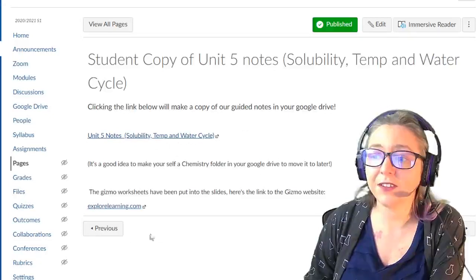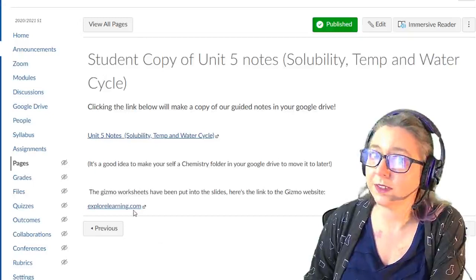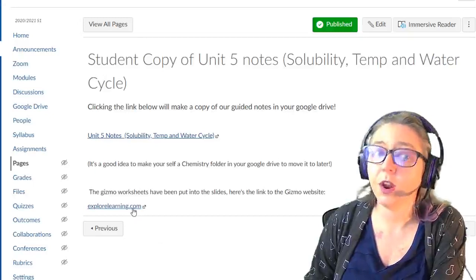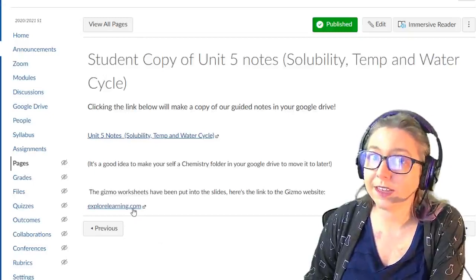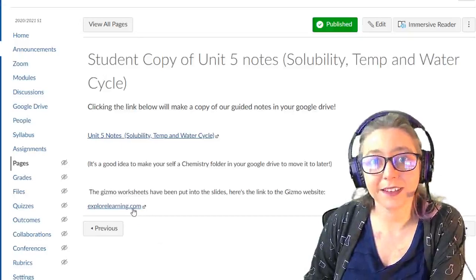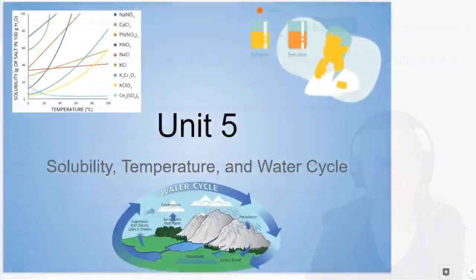And then I also have a link to the Gizmo website here. This is also very important. Remember, you need to log in with your account in order to access the gizmos.